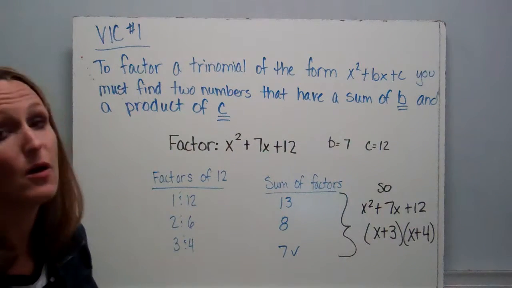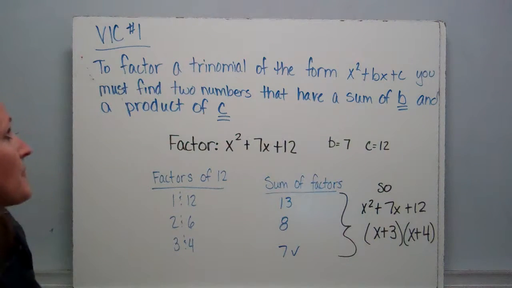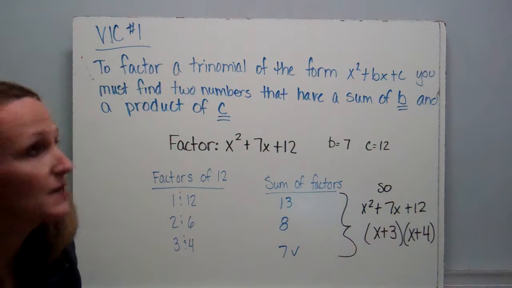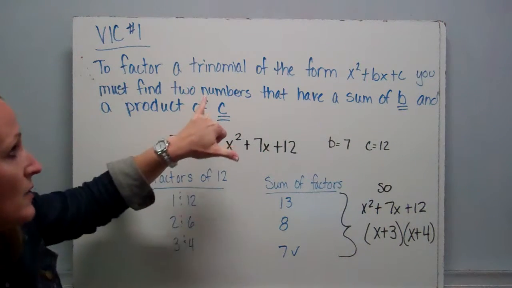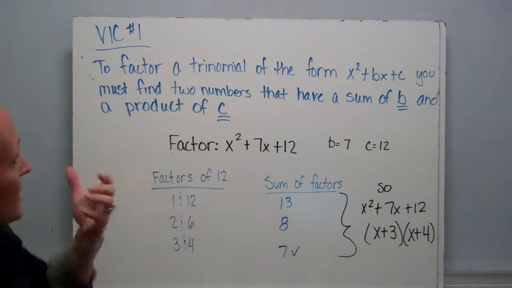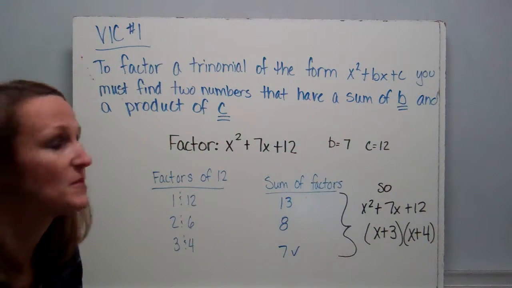Okay? So, very important concept number one. To factor a trinomial in the form x squared plus bx plus c, you must find two numbers that have a sum of b and a product of c. Remember what I just said to remember from the first slide?